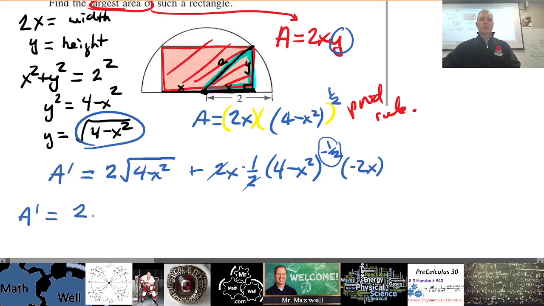So I've got 2 root 4 minus x squared. All this mess over here, these 2's do cancel out. I've got an x squared, so I've got a negative 2x squared, looks like. So minus 2x squared on top. And on the bottom I've got root 4 minus x squared.